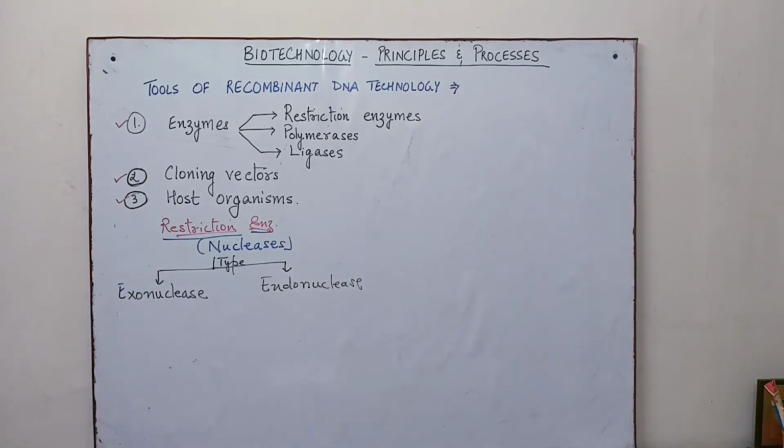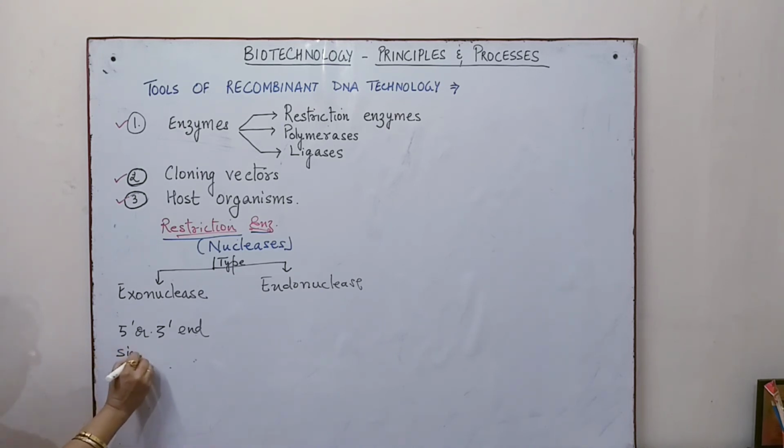These are the two types of enzyme. When we talk about the difference between the two, starting with the exonuclease: exonucleases are a group of restriction enzymes which remove nucleotides from the 5' to 3' end. The basic function is the same. The action is the removal of nucleotides, and exonucleases remove the nucleotide from the 5' or 3' end of a single stranded DNA.